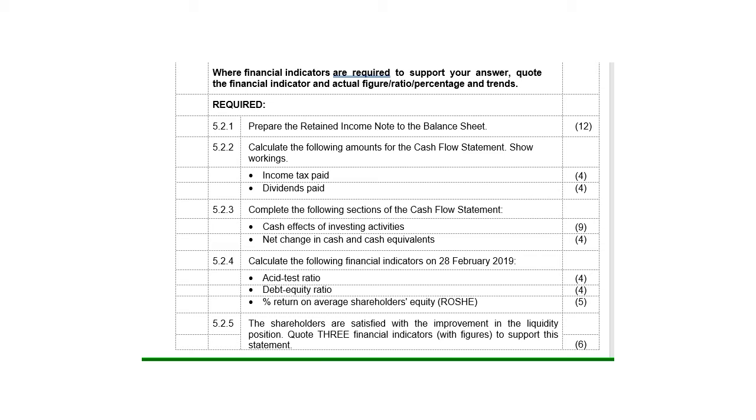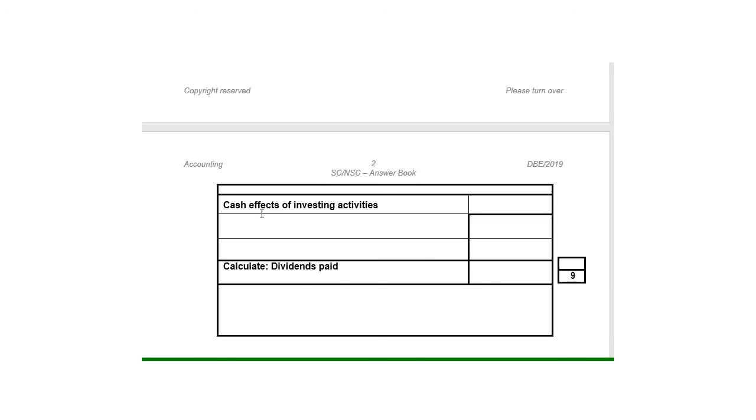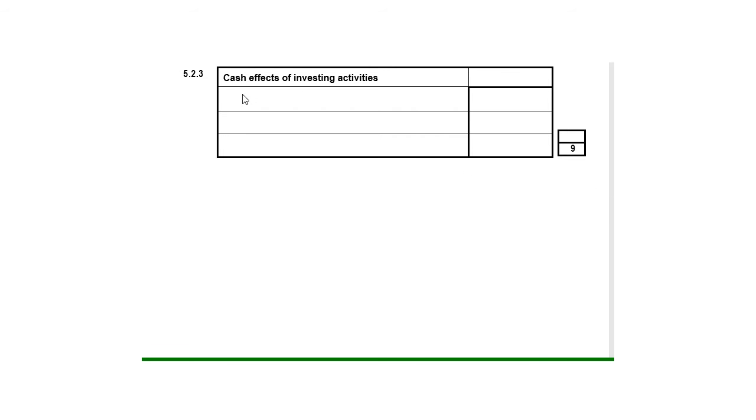Now we need to do 5.2.3, which is to complete the following sections, the cash effect of investing activities. It's one of the sections, the investing activities, that has to do with new assets that we bought, as well as assets that we sold. So on the answer sheet, I'm immediately going to put in what I know should be in the note, and that would first of all be fixed assets that we purchase.